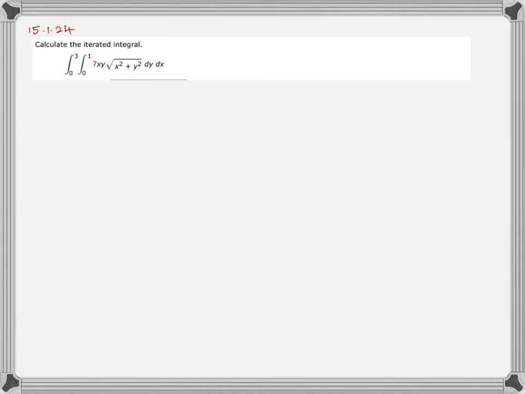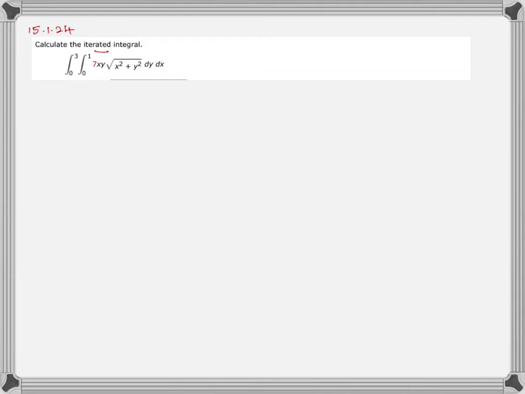Hi, in this video, I will be showing you problem number 24 of chapter 15, section 1. Evaluate the iterated integral from 0 to 3, integral from 0 to 1, 7xy times the square root of x squared plus y squared, dy dx.